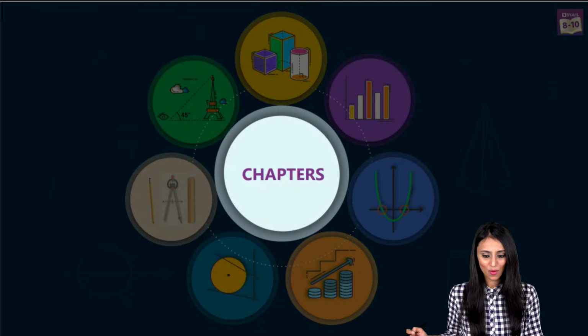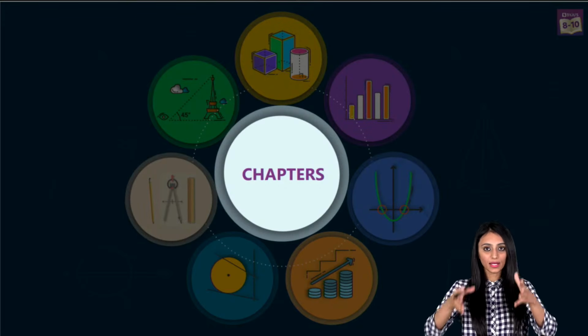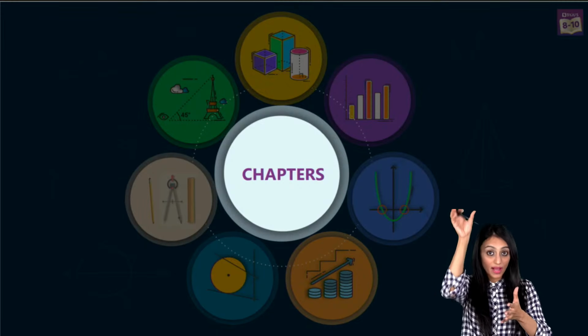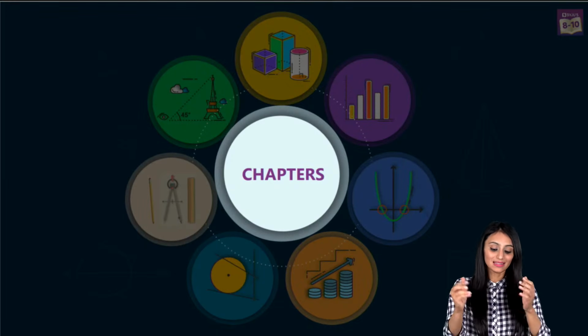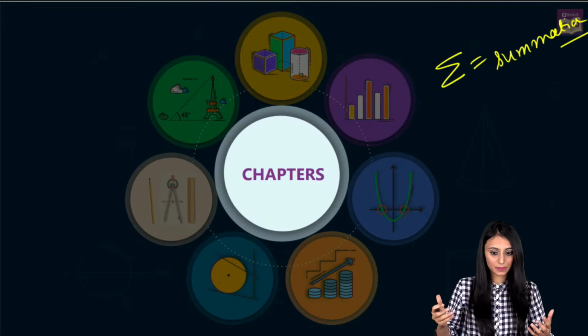Ma'am, should we say sum of all Fi or Xi as sigma or summation? See, let's say I'm finding out sum of all the Fi's. I'll say summation Fi. Let's say I'm finding out the sum of Fi Xi. I'll say summation Fi Xi. This symbol sigma basically means summation, right? When you add things up.